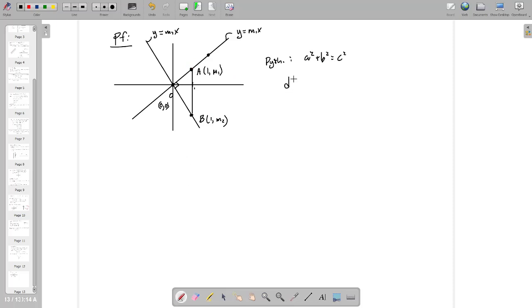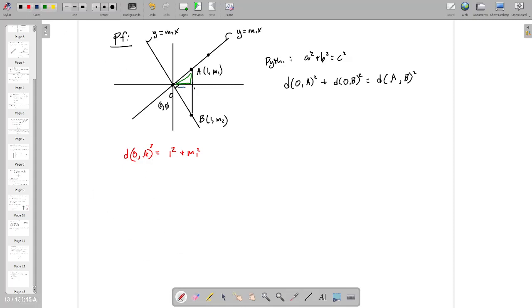So we have the distance between the origin and A squared plus the distance between the origin and B squared equals the distance between A and B squared. Off to the side here, I'm going to show you what the distance between O and A squared is. It is equal to 1 squared plus m1 squared, using the Pythagorean theorem on this triangle here. You can find this distance very easily.